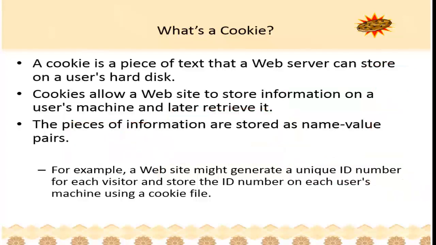So let's look at what a cookie is. A cookie is a small piece of text that the web server can store on the user's hard disk. Cookies are usually used to store some information about the customer that can be retrieved later. When I say some information, most of the time it is the ID that is getting stored. Some sites, like Google, use cookies to store what you were searching.